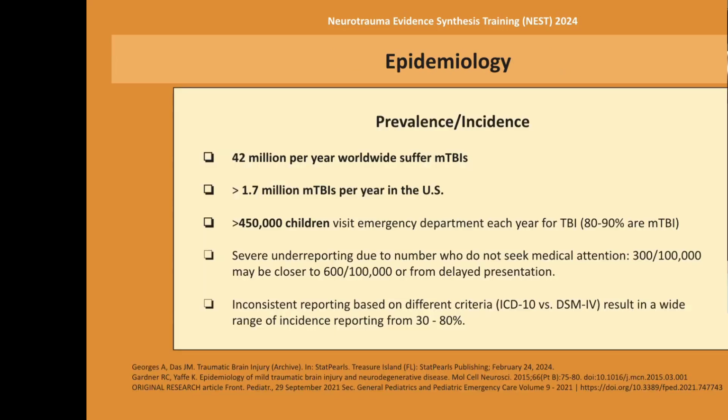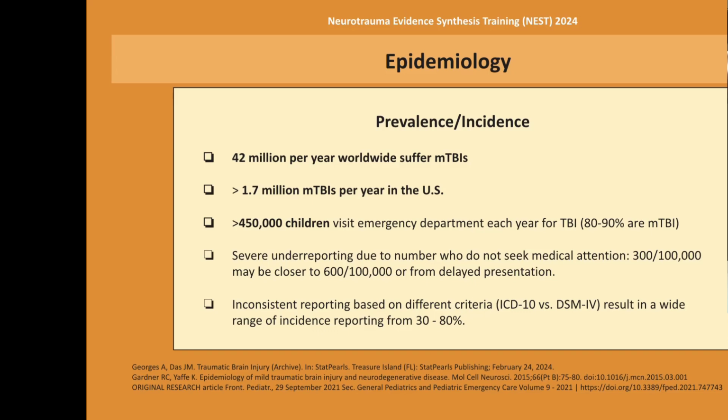So prevalence-wise, again, I have to say this with a caveat. What we have evidence of as reported is that 42 million people per year worldwide suffer from new mild traumatic brain injuries. Over 1.7 million mild TBIs are reported per year in the US. And I'm going to pause on that for a second to say that I didn't include it in these slides, but there are some studies that indicate that only 1 in 9 MTBIs are actually being reported.